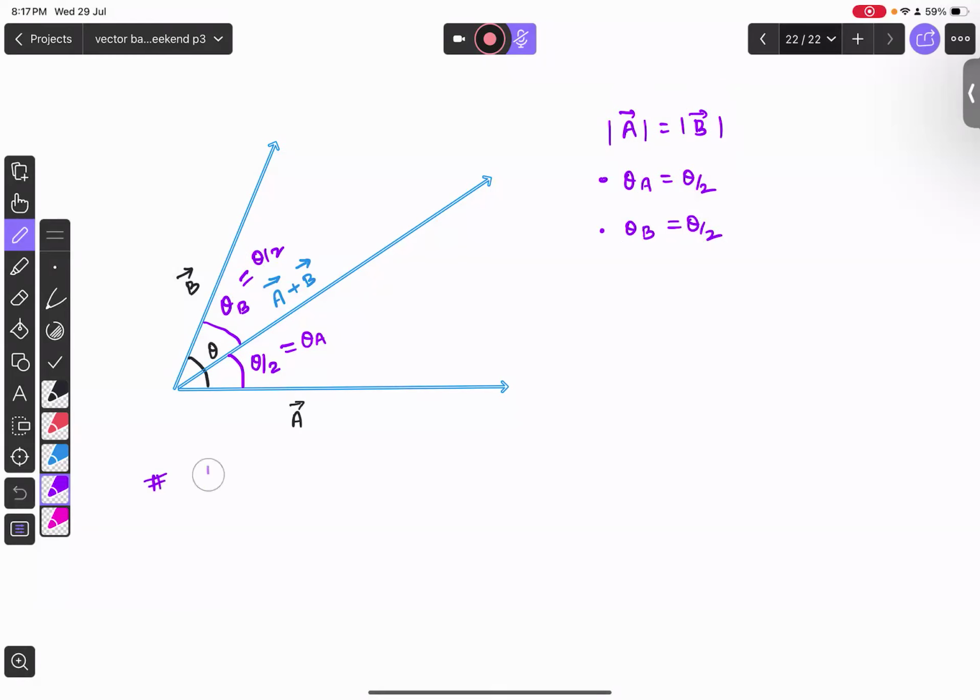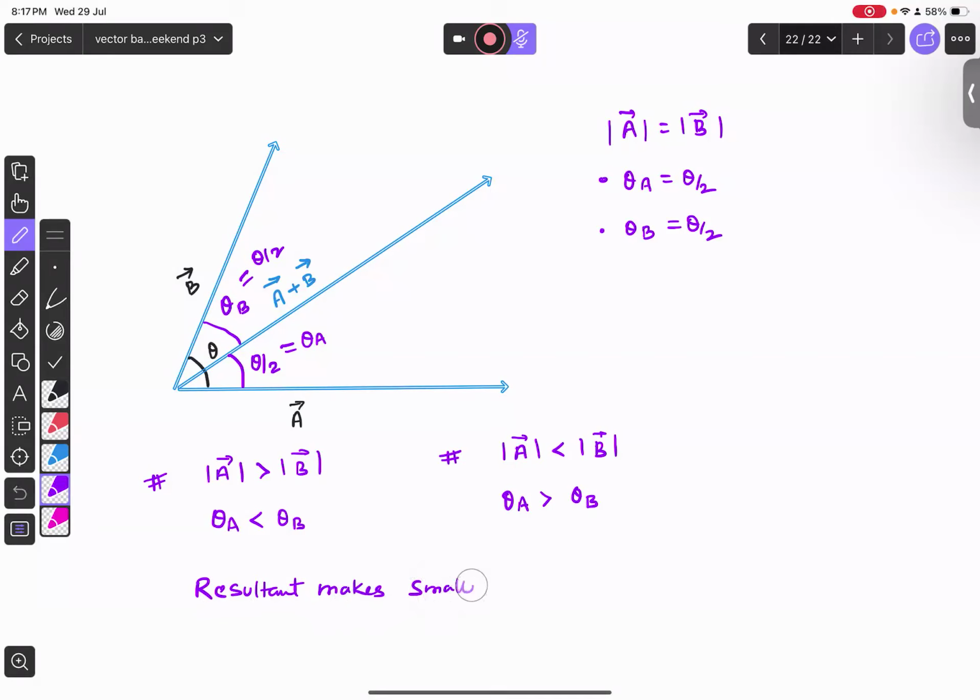In case I give you vector A bigger than vector B, then the angle made by the resultant with vector A will be smaller than the angle made by the resultant with vector B. And if vector A is of length smaller than vector B, then the angle made by the resultant with vector A will be bigger than the angle made by the resultant with vector B. So the resultant makes a smaller angle with the bigger vector.